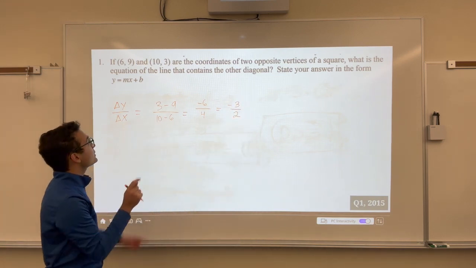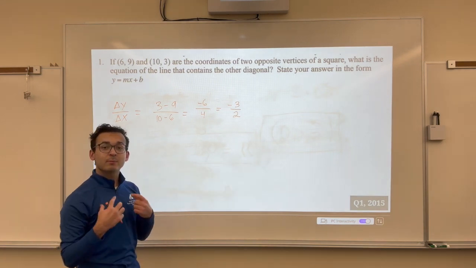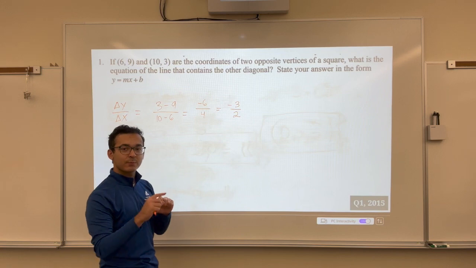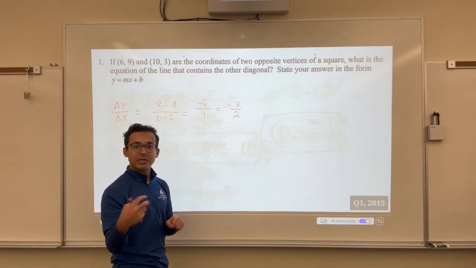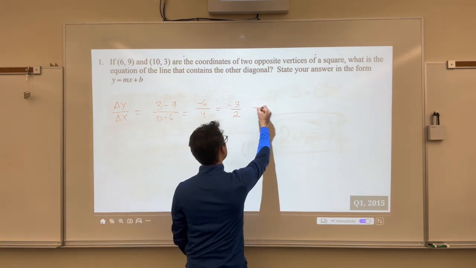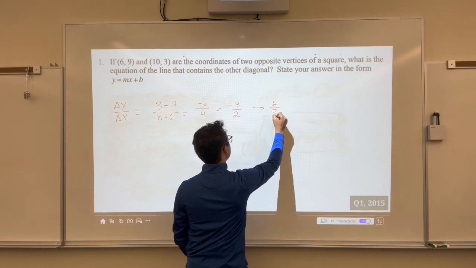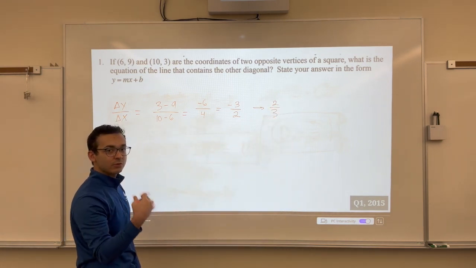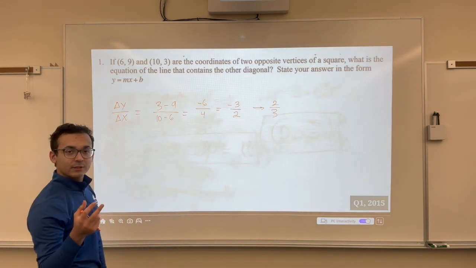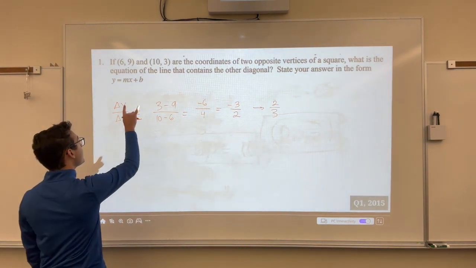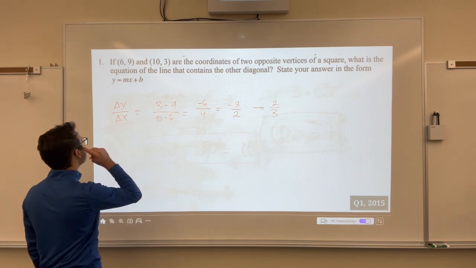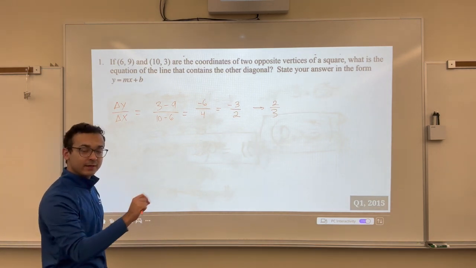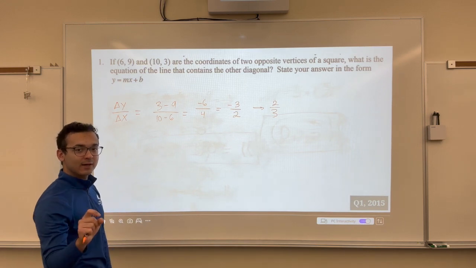Now that's the slope between those 2 points, but we want the perpendicular slope, which is the opposite reciprocal. So reciprocal we flip, and then opposite we change signs. So negative 3 over 2 goes to 2 over 3. So the slope of the other diagonal is going to be 2/3. We also know the perpendicular bisector will run through the midpoint of those 2 points. And to find the midpoint, all we need to do is take the average of the x values and the average of the y values.